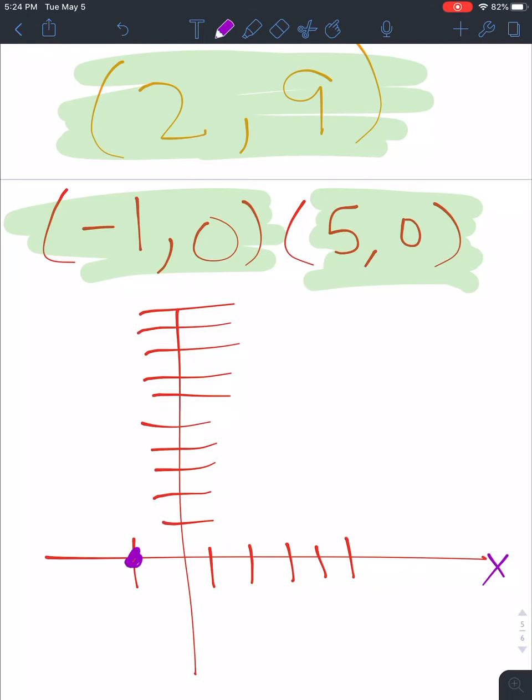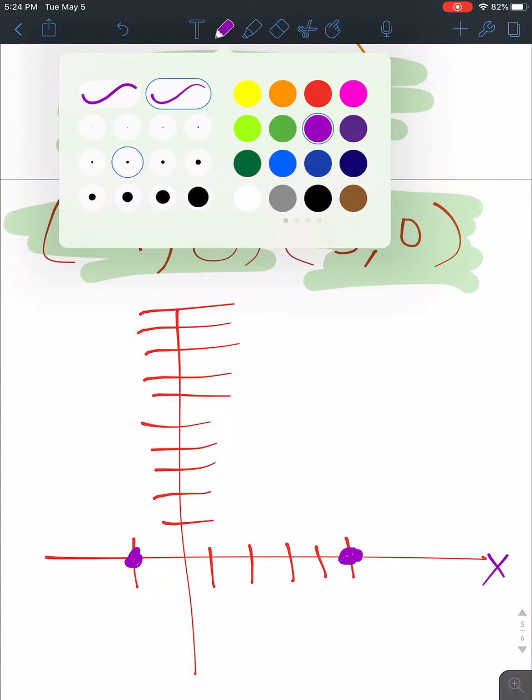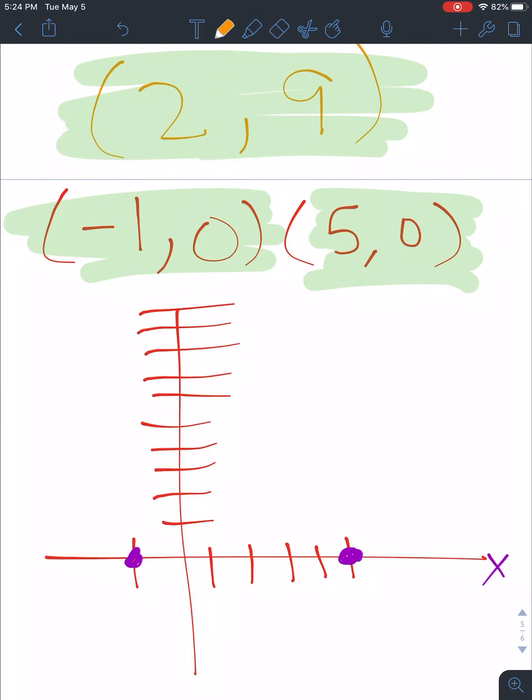So I have my x-intercepts at -1 and at +5. So I put them at x equals -1 and x equals +5. Then I have my vertex at (2, 9). So I go to the right 2 and up 1, 2, 3, 4, 5, 6, 7, 8, 9. So now I have my 3 points and I connect them with a U. All right. So you can see when I'm connecting with a U, I purposely make it nice and U-shaped.